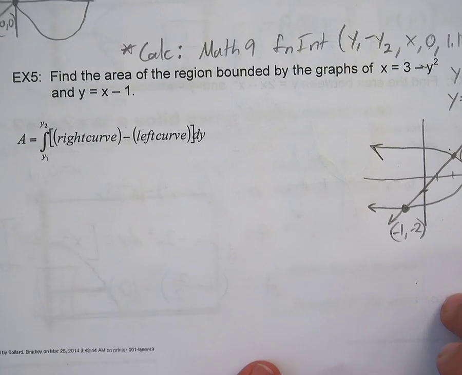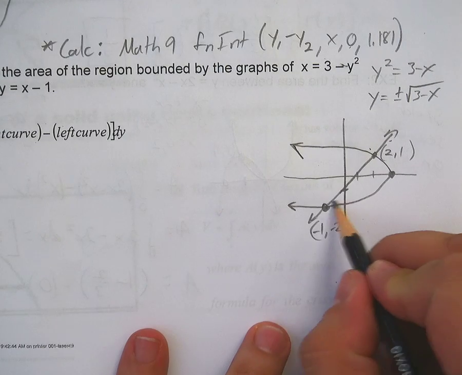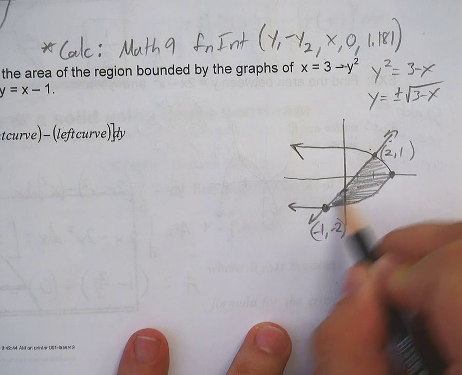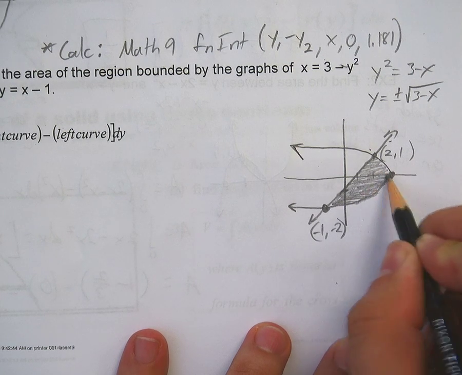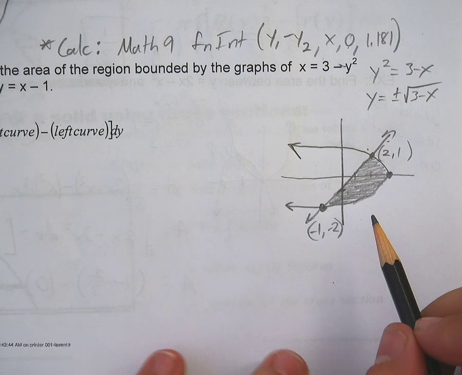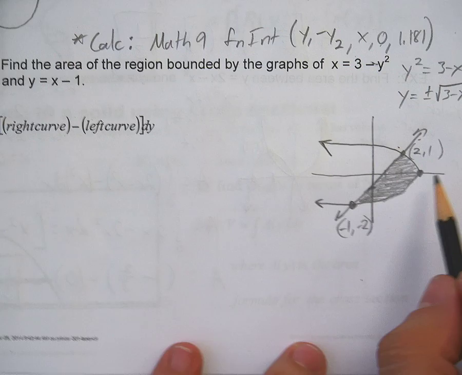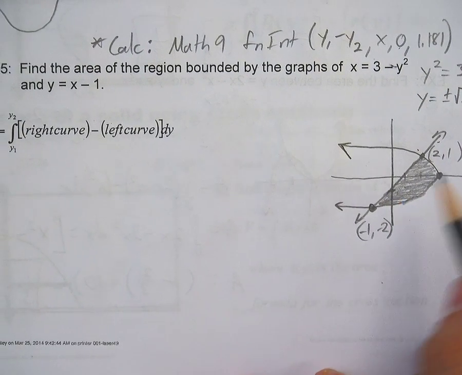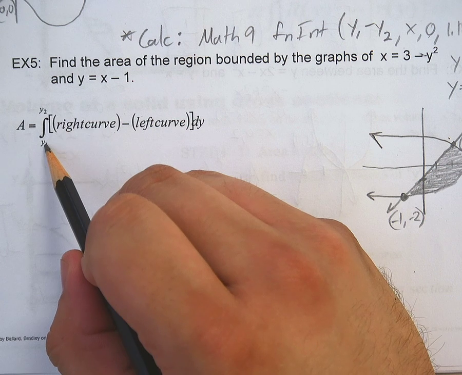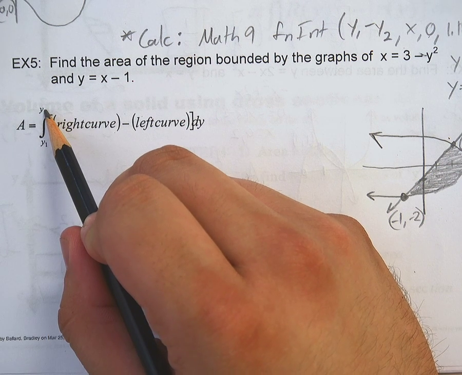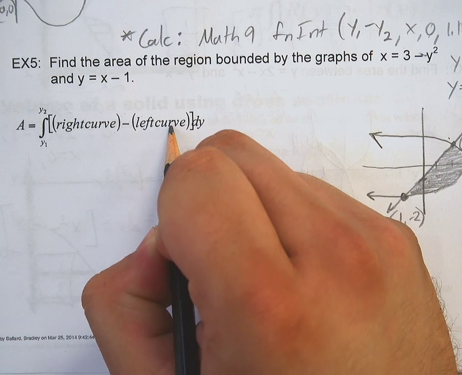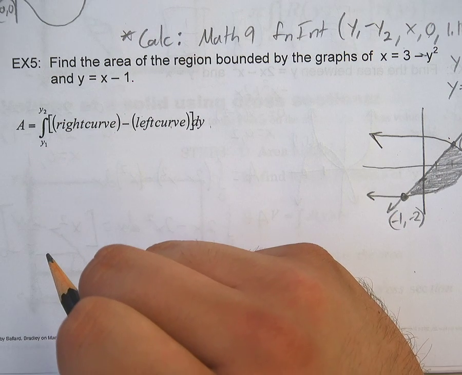Now if you ever get a situation where there's not a top graph, there's a left and a right graph, like this one, there's not really anything on top. There's just a left and a right. Well, we always do it bigger minus smaller, and on a graph, right is bigger. So you do the integral from y1 to y2, using our y values now, of the right curve minus the left curve with respect to y.